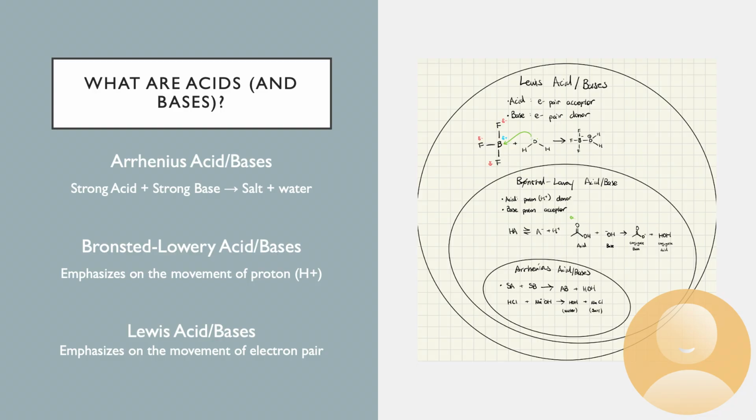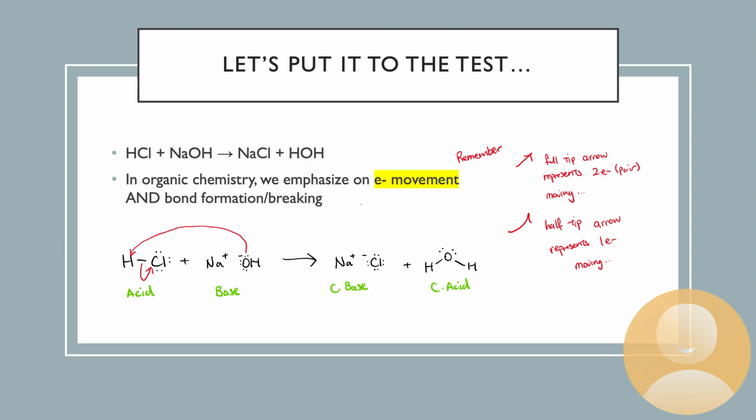Lewis acids and bases encompasses all types of acid-base reactions, where Lewis acids are the electron pair acceptors and the bases are the electron pair donors. Bronsted-Lowry acids are defined as proton donors, bases are defined as proton acceptors, which applies for most of the acid-base reactions. Arrhenius acids and bases, strong acid, strong base, react together violently to make a salt and water.